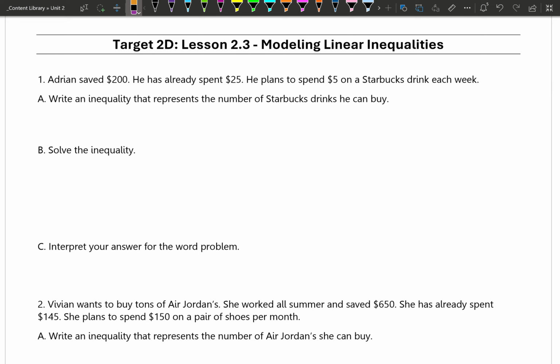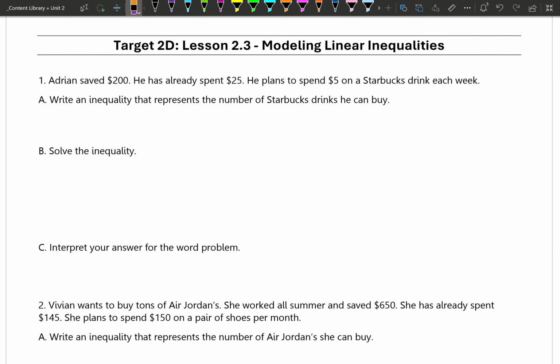All right, number one, Adrian saved $200. We're going to assume it's cash, otherwise it won't quite work with all the theories of having a credit card. So Adrian saved $200. He already spent $25. He plans to spend $5 on a Starbucks drink each week. Let's write an inequality that represents the number of Starbucks drinks he can buy.